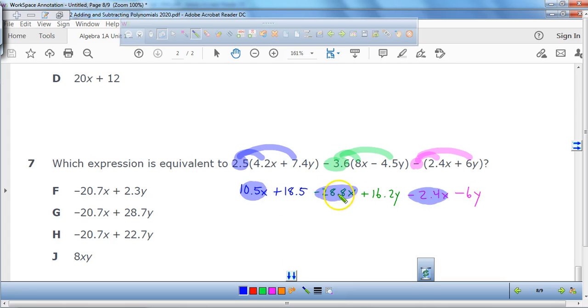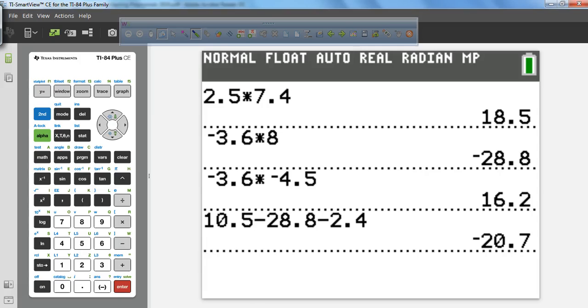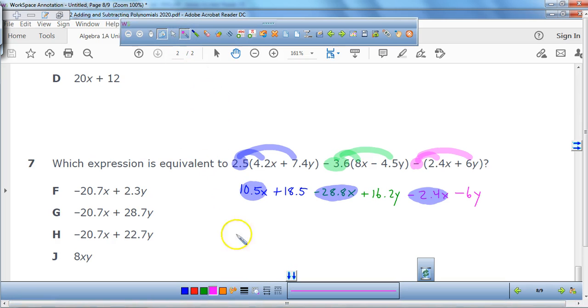So I get 10.5 minus 28.8 minus 2.4. Here we go. 10.5 minus 28.8. Right? Minus 2.4. Okay. We get negative 20.7. So I'm going to put minus 20.7x. I'm feeling pretty good about that.